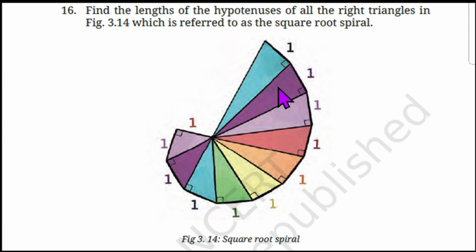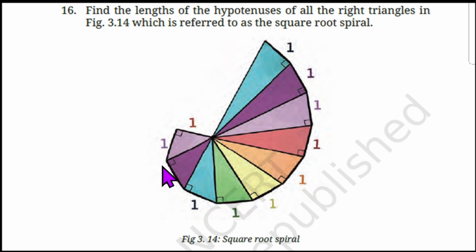Now this is called a square root spiral. Let me explain this to you, and then again I will explain separately. Now we have a right angle triangle here. The base is 1 and the height is 1. If I apply the Pythagoras theorem, it will be 1 square plus 1 square, that is 1 plus 1, so the hypotenuse is square root of 2.